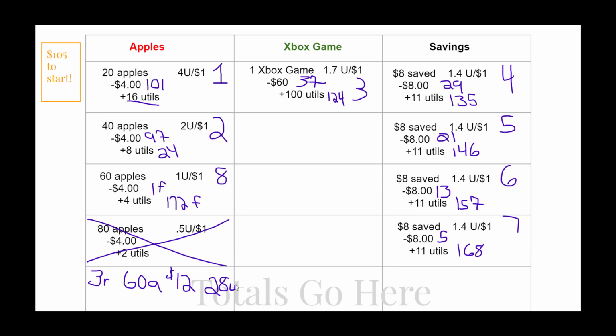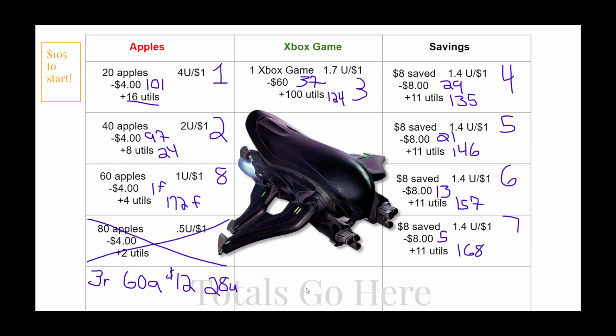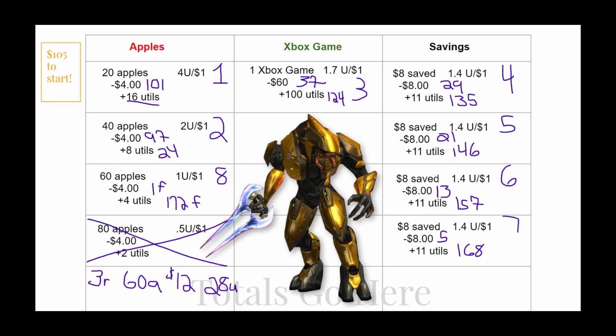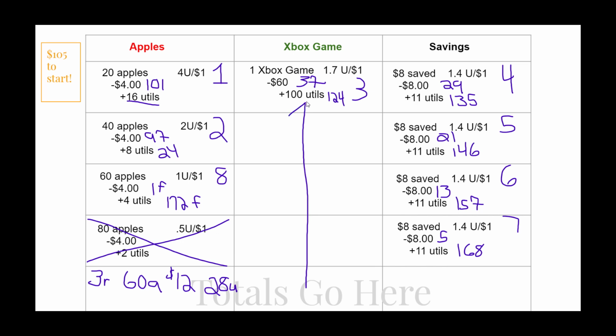All right. Now, I don't have to worry about totaling the Xbox games, do I? Because there was only one possible purchase of Xbox games if they were going to be purchased at all. All the totals can be found in the only box that was executed. So that leaves savings. Now, I know that there were 4 rounds of savings and that it cost me $32 because each round was $8, and that I accrued 44 utils of happiness. So now I have all the information it takes to answer any question that is thrown at me.